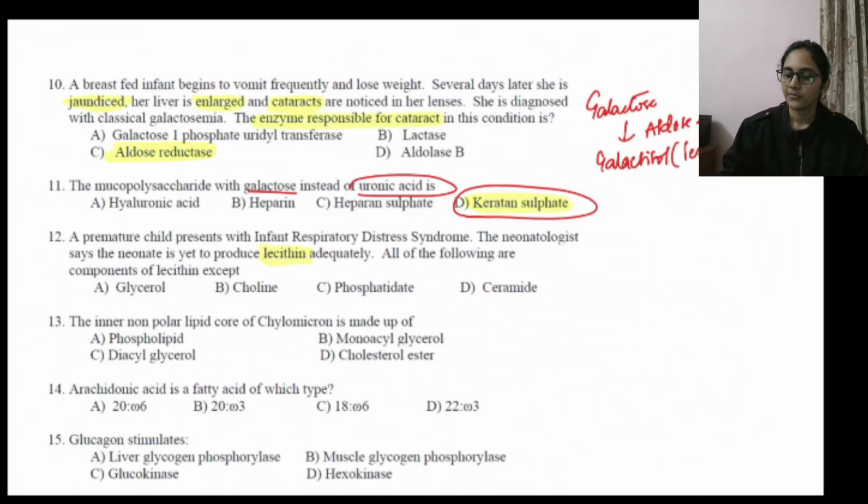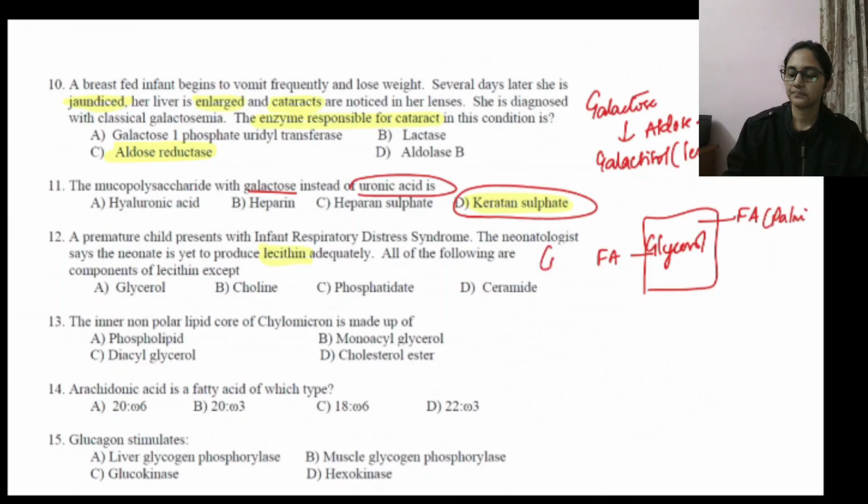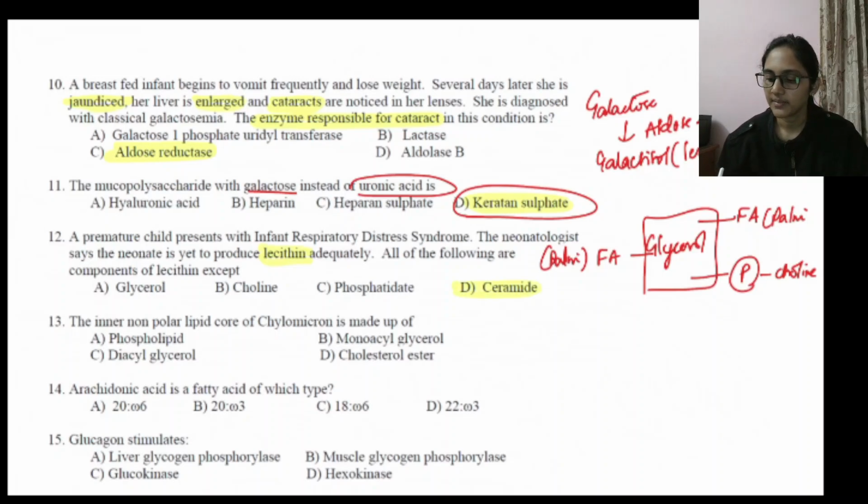So you will have a glycerol backbone, and to this glycerol backbone you have, to the first carbon, a fatty acid, that is the palmitic acid in this case of surfactant, and the third carbon is bound to the phosphate group. So this is what is called phosphatidate, and to this a choline group is attached. So this is when you call dipalmitoyl phosphatidylcholine. So what is not present? Ceramide is not present, right? So ceramide is not a component. So ceramide has what? It has sphingosine plus fatty acid.